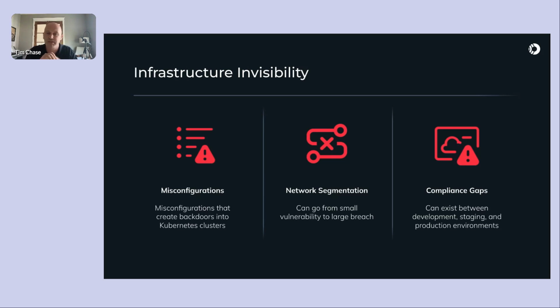Because this is one of those things that can make a small breach go to a large breach, right? If an attacker were to get in with a misconfiguration and get into your network, we need something that's going to stop them from being able to expand their reach and see what they can get to. Because a lot of times we know that once an attacker gets into your environment, they're going to see what they can get to and what data they have access to. And so network segmentation is one of those things that can really stop an attacker. And then compliance gaps.